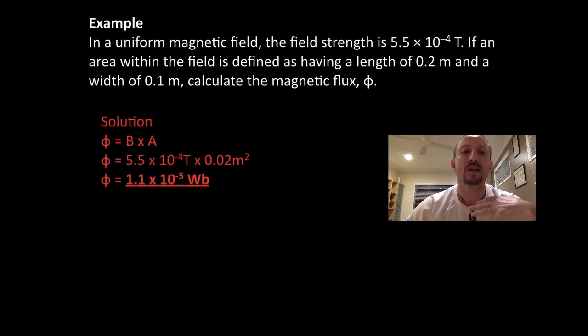So basically we use our formula, psi equals B times A. We know that our area will be 0.2 times 0.1, so our area is going to be 0.02 meters squared. We know that our field strength is 5.5 times 10 to the negative 4 Tesla, so it's 5.5 times 10 to the negative 4 Tesla, our field strength, times the area, 0.02 meters squared. That gives us our magnetic flux of 1.1 times 10 to the negative 5 Webers.